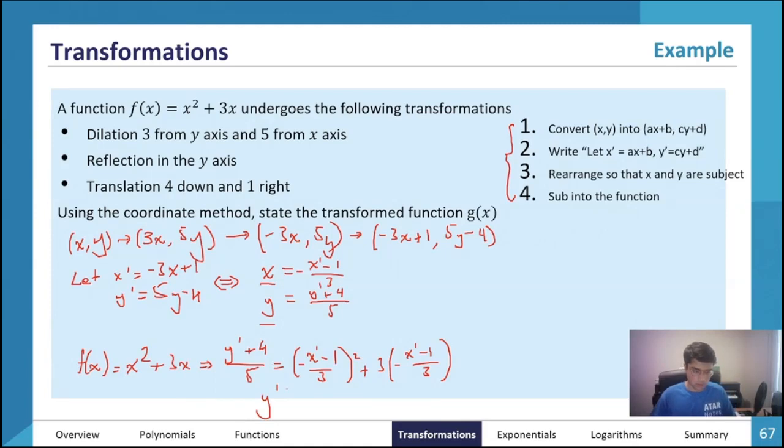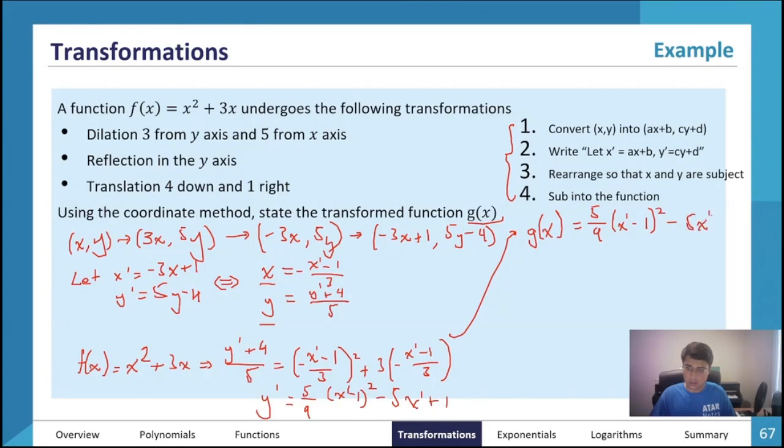y prime equals 5 over 9 (x' minus 1) squared, minus 5x' plus 1. So as your final answer, you would make sure you state the transformed function g. So you write g of x equals 5 over 9 (x' minus 1) squared minus 5x' plus 1.